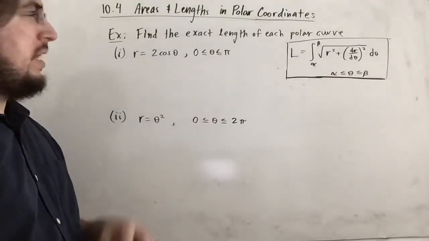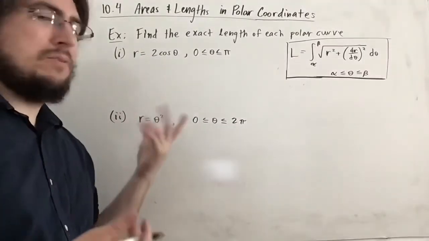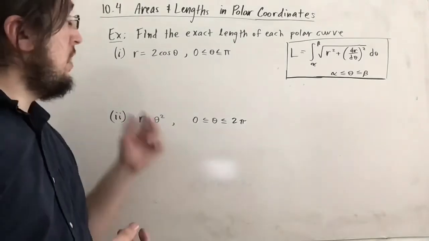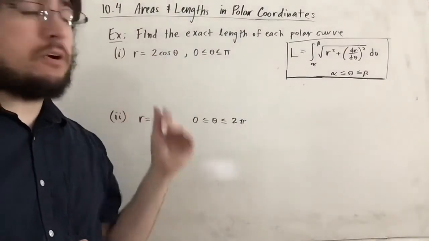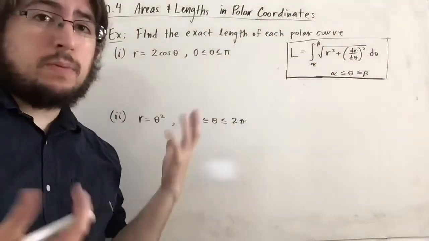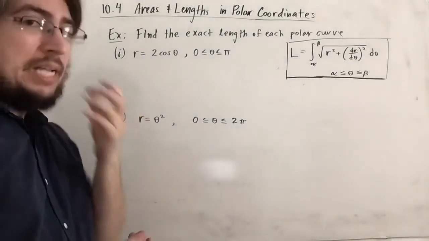All right, so I said I would do one example, but it's a two-parter, so I kind of cheated. It's really 2 examples. But anyways, we want to find the exact length of each polar curve, and I've written here the arc length formula that we've just discovered. So let's take a look now.